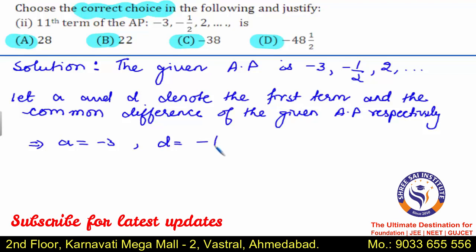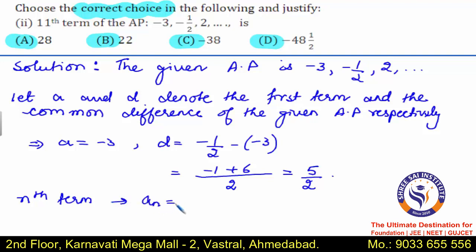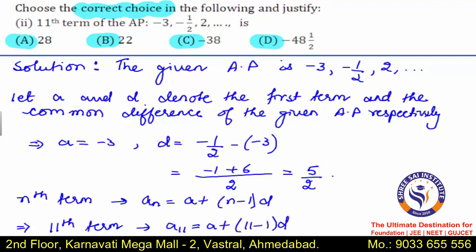This implies D is minus half minus of minus 3. I am simplifying it, taking 2 as the denominator. We have minus 1 plus 6 in the numerator, and this gives, on simplification, 5 upon 2. We know that the nth term of an AP is given by A plus n minus 1 into D. This implies the 11th term is given by A plus 11 minus 1 into D.